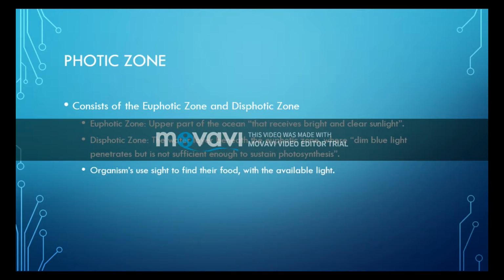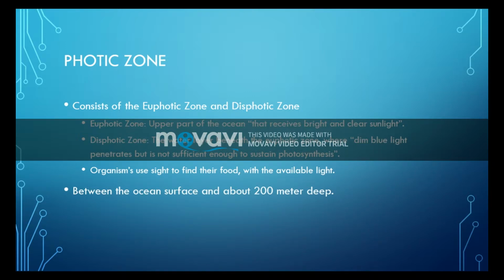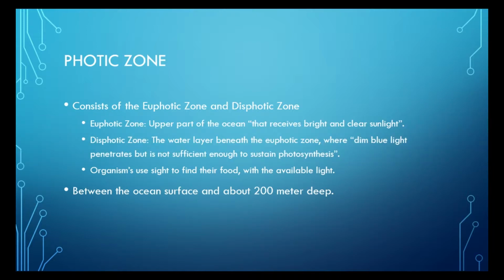Organisms use sight to find their food with the available light. This is why they need bigger eyes and all the colors, so that they can determine what is food and what is not. Between the ocean surface and about 200 meters deep. This is the first 200 meters, as stated before, with an optimal wavelength of absorbance of 500 to 530 nanometers, which is the reds and oranges that would eventually fade out.